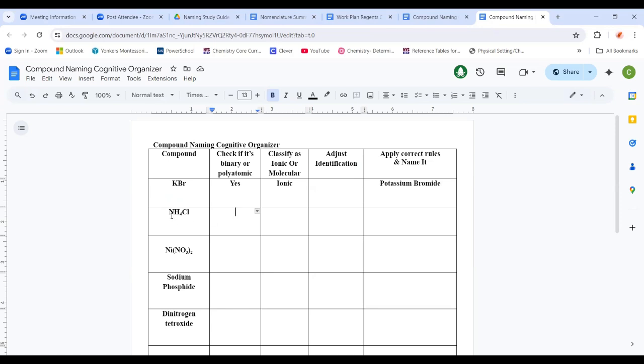Okay, next one. First thing I'm going to do is check to see if it's binary. I see 1 nitrogen, 2 hydrogen, 3 chlorine. No, it's not binary. I'm going to classify it as ionic or molecular. Now, if you're forgetting that it cannot be molecular if it has more than 2 elements, you might say here, oh, it's molecular. The problem is that it's not molecular. It has a polyatomic ion in it. And so that makes it an ionic compound. Okay, so that's why it's really important that you know these on sight.